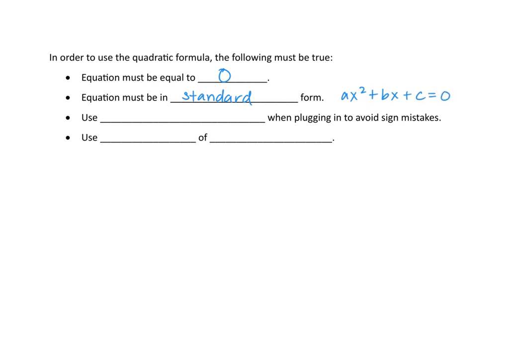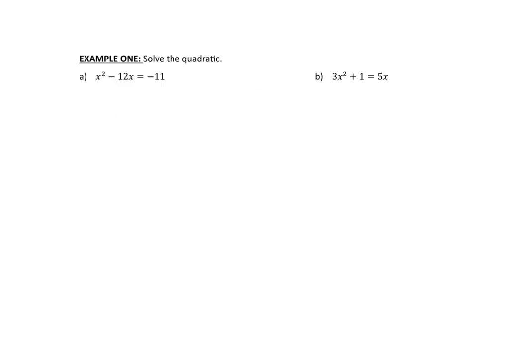Okay, so you want it written like that because you're going to have to pick out your a, b, and c values to plug into the equation. So make sure you have that written in standard form. Then you need to use substitution or parentheses when plugging in. So I'm going to say use parentheses when plugging in so you avoid any sign mistakes. There are a lot of places in this formula for you to make errors, so please make sure you use parentheses. And then also you will need to use the order of operations to go ahead and solve for your x values. All right, so let's actually try some now.